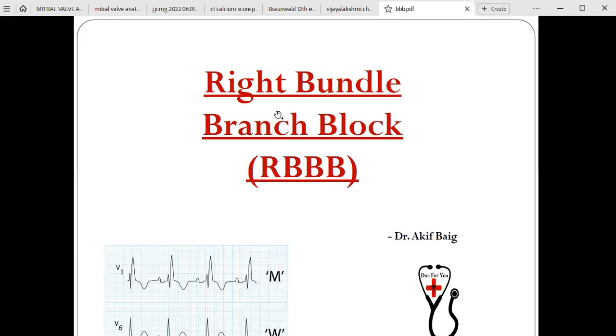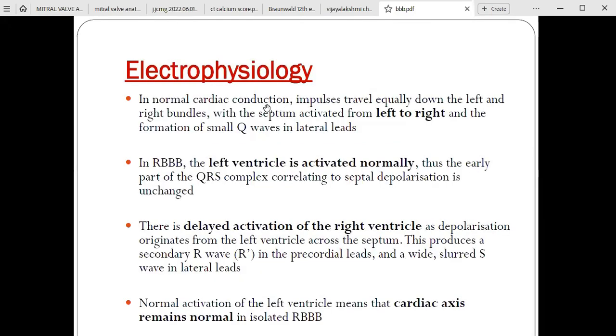Hello everyone, today we'll be talking about right bundle branch block and its ECG changes.